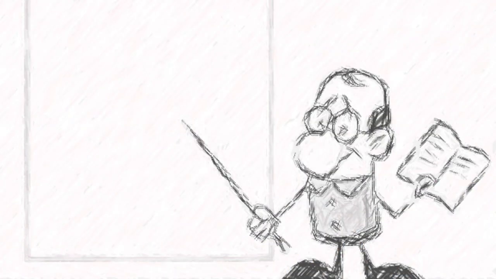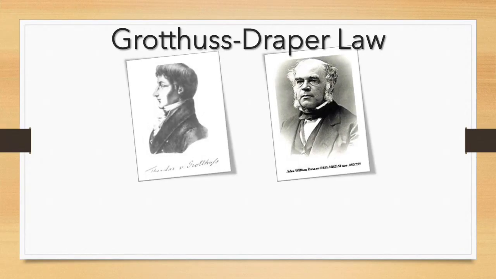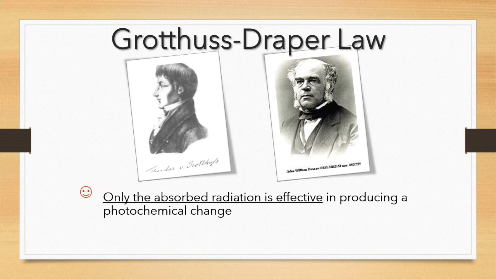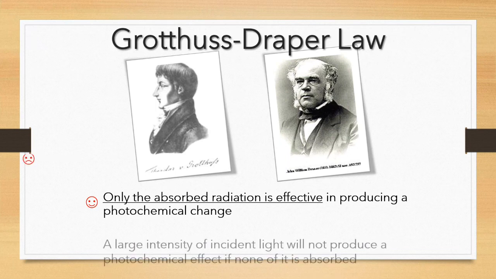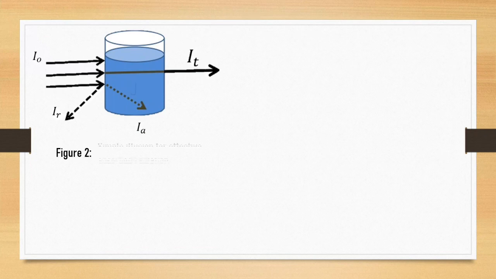And now we would like to discuss two laws. One of them is the photochemical law. The photochemical law says that only absorbed radiation would be effective in producing a photochemical change. So even if you have a large intensity of incident light, it will not produce a photochemical effect if none of it is absorbed. See a simple illustration for effective absorption.